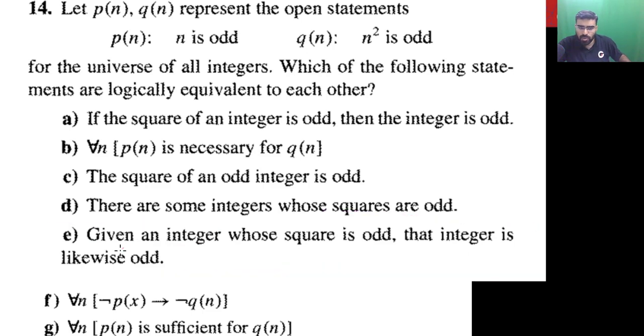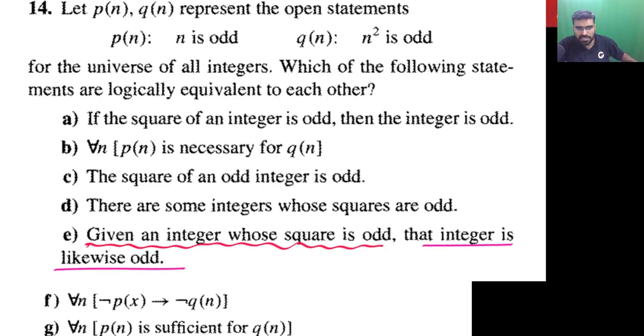We are basically saying that given any integer whose square is odd, then that integer is odd. So very simple, here we are talking about all the integers. We are saying given any integer whose square is odd, that integer will be odd.